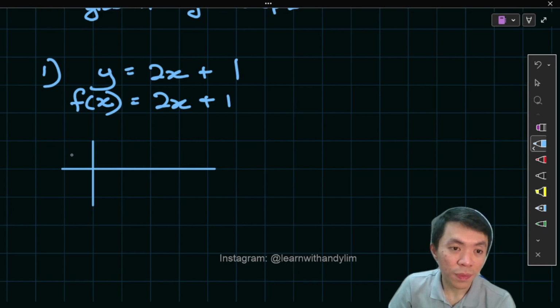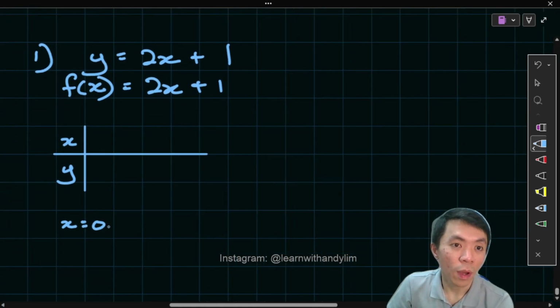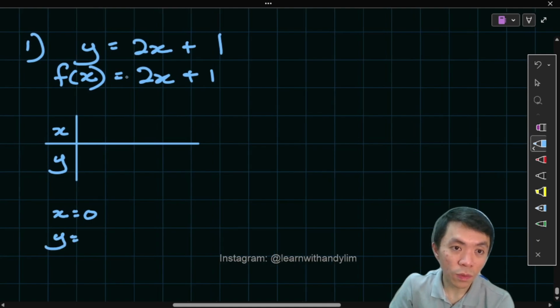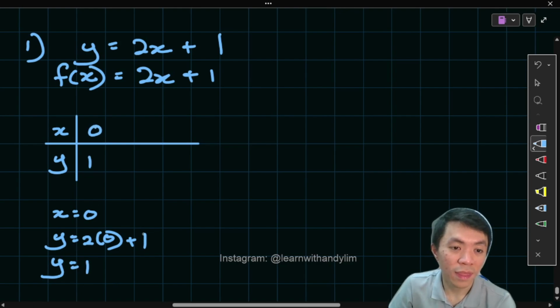In this table, I have my x row and my y row. So what am I going to do? I'm going to pick one x value and get the y value. For example, let me have my x equal to 0. When my x is equal to 0, my y is equal to 2 times 0 plus 1. You can see my y is equal to 1. When my x is 0, my y is equal to 1.